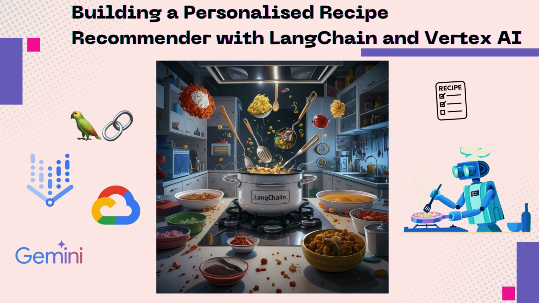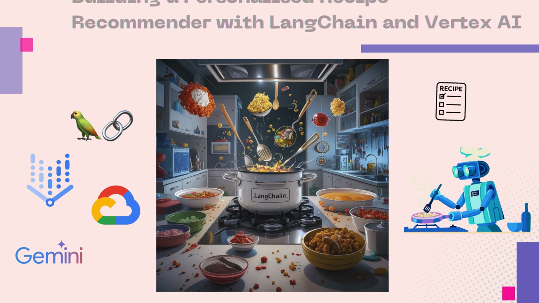Now for the fun part, let's get coding. In this hands-on tutorial, we'll build a personalized recipe recommender using LangChain and Vertex AI. As I said before, LangChain provides a powerful toolkit for connecting LLMs with other data sources and tools, while Vertex AI offers access to advanced models like Gemini Pro, which I'm going to use. So, why Vertex AI? Because Vertex AI simplifies deployment and management of LLMs, making them readily available for applications like ours.